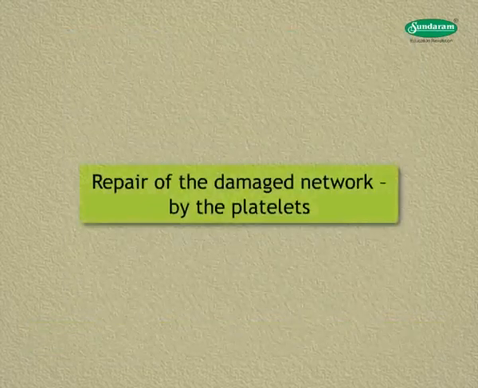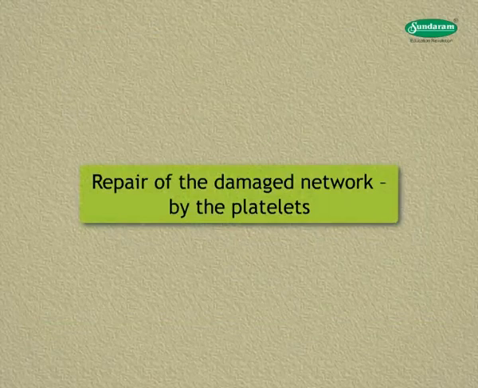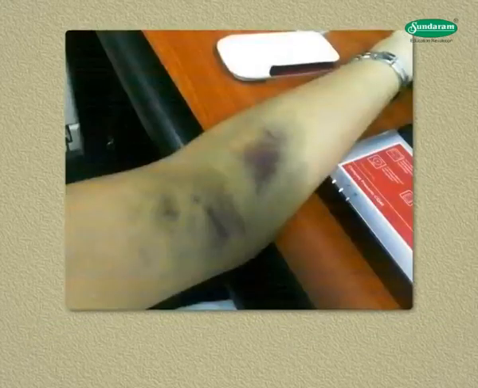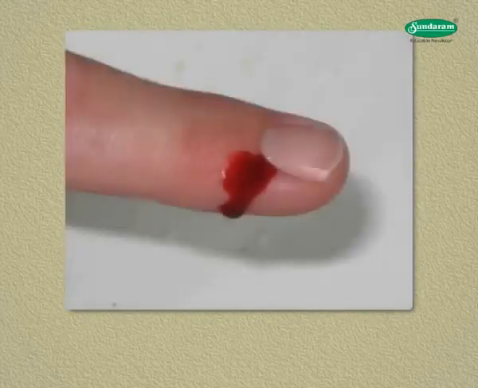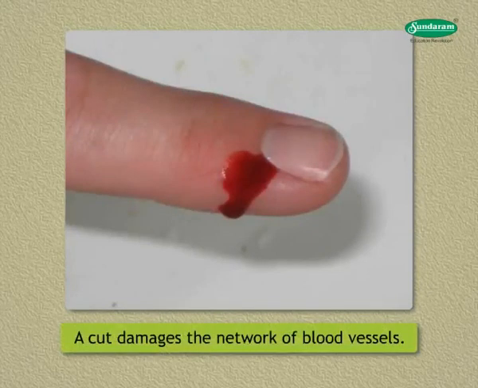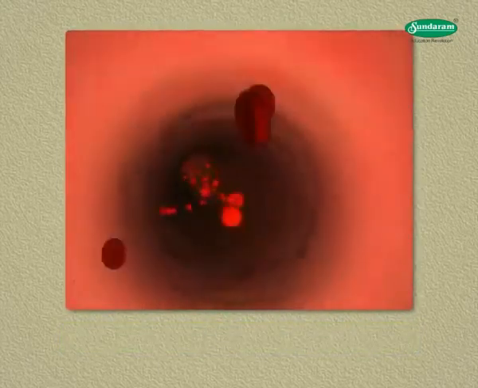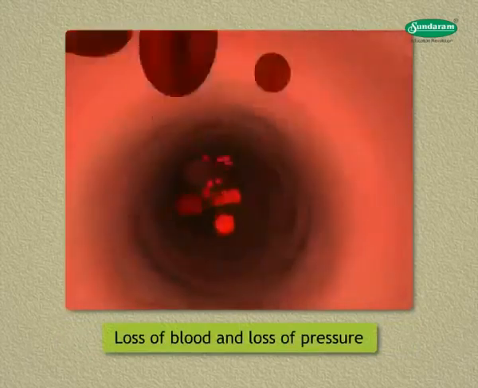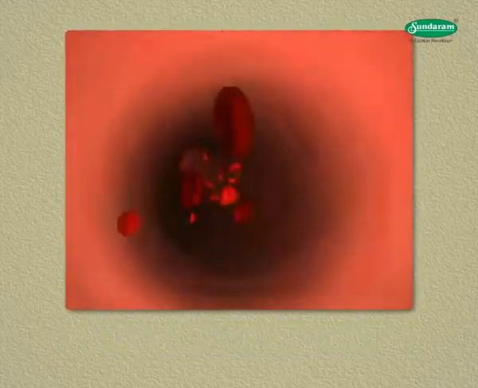Let us see how repair of the damaged network by the platelets takes place. Why does a blue-black patch appear on a bruised skin? When there is a cut on your finger, does it keep on bleeding? Why? A cut damages the network of blood vessels. A leakage in such a closed system could lead to loss of blood and loss of pressure and thus reduce the efficiency of the pumping system.